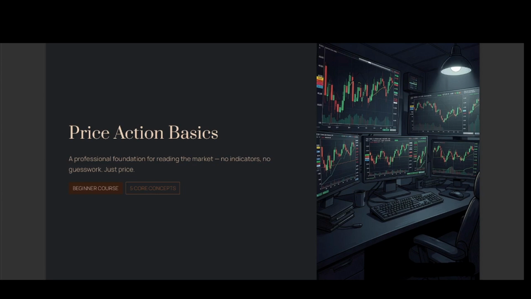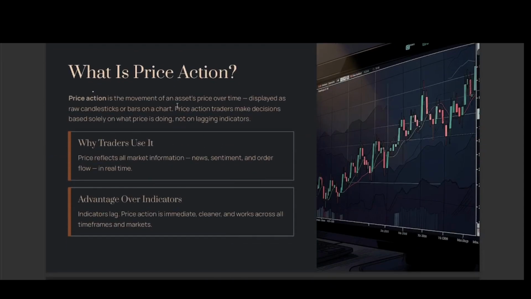Every candle is a footprint of a trader's psychology, showing momentum, hesitation, or reversal. By mastering price action, you can really spot trends and reversals earlier, identify high probability entries and exits, and trade with clarity and confidence, free from the lagging indicators problem. Now, starting off with price action basics. Why do traders generally use price action?